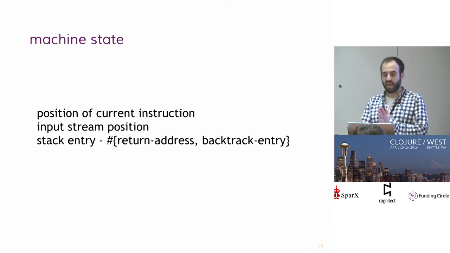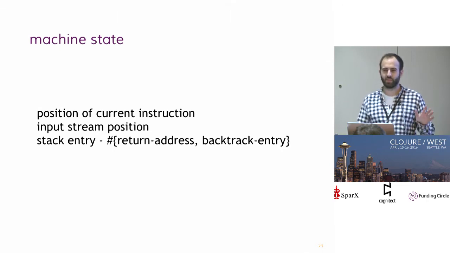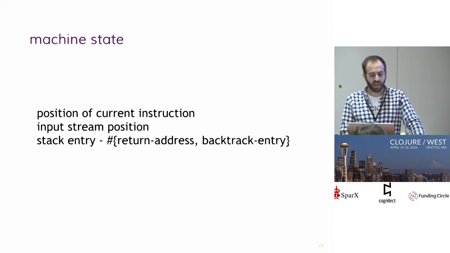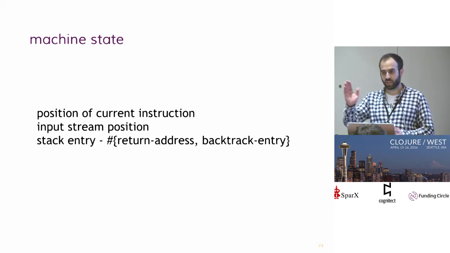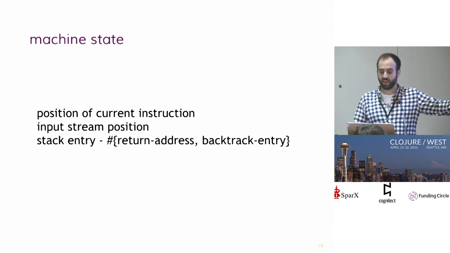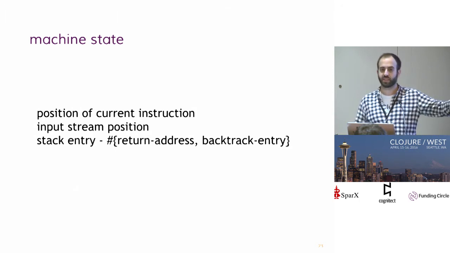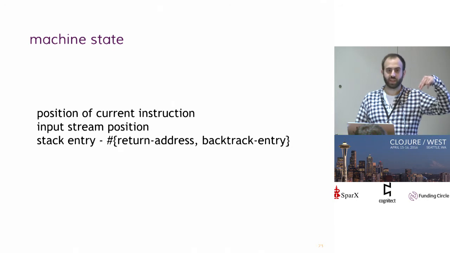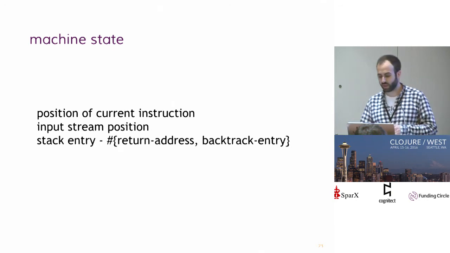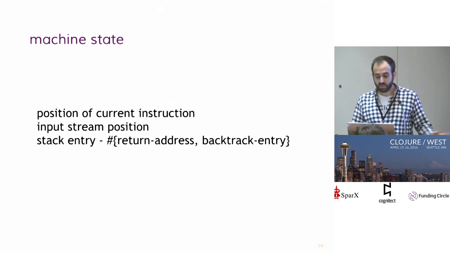And there's 2 types of stack entries, which we'll get into later, but just to foreshadow a little bit, one of them is going to be for general calls. That's the return address stack entry. And then the other one is when you want to backtrack. You're going to stick a little marker on the stack, and you're going to pop it off later when you need to backtrack. Okay. So that's the machine state.